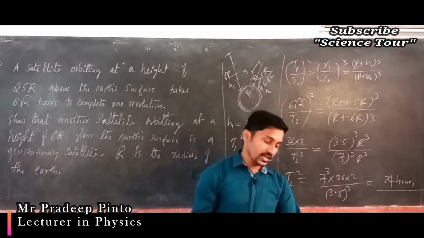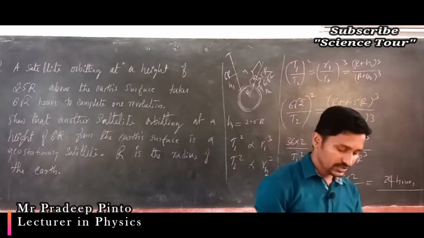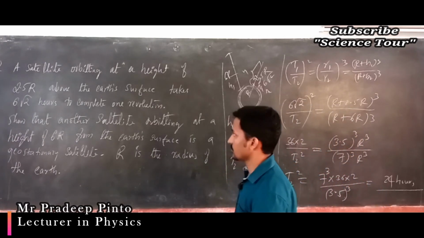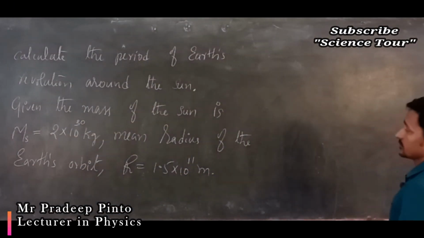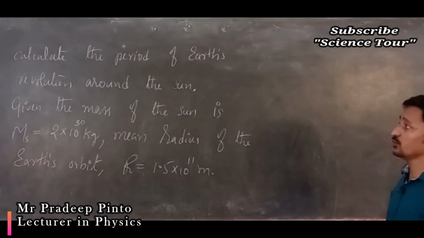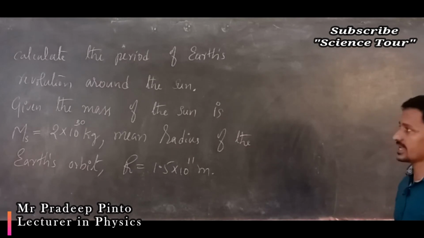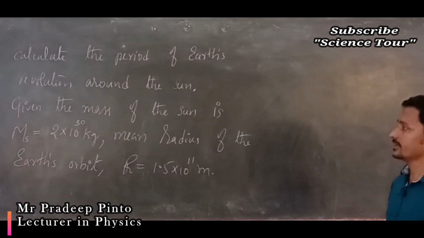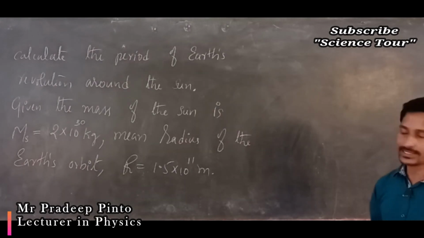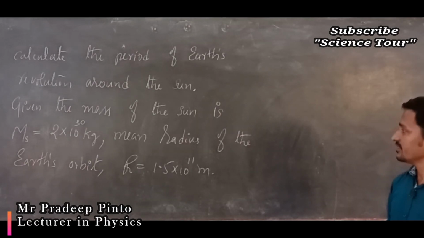This is what we have about the numerical sums of gravitation. So some more problems we are going to discuss. Calculate the period of Earth's revolution around the sun, given the mass of the sun is 2 into 10 to the power 30 kg, and the mean radius of the Earth's orbit is r.